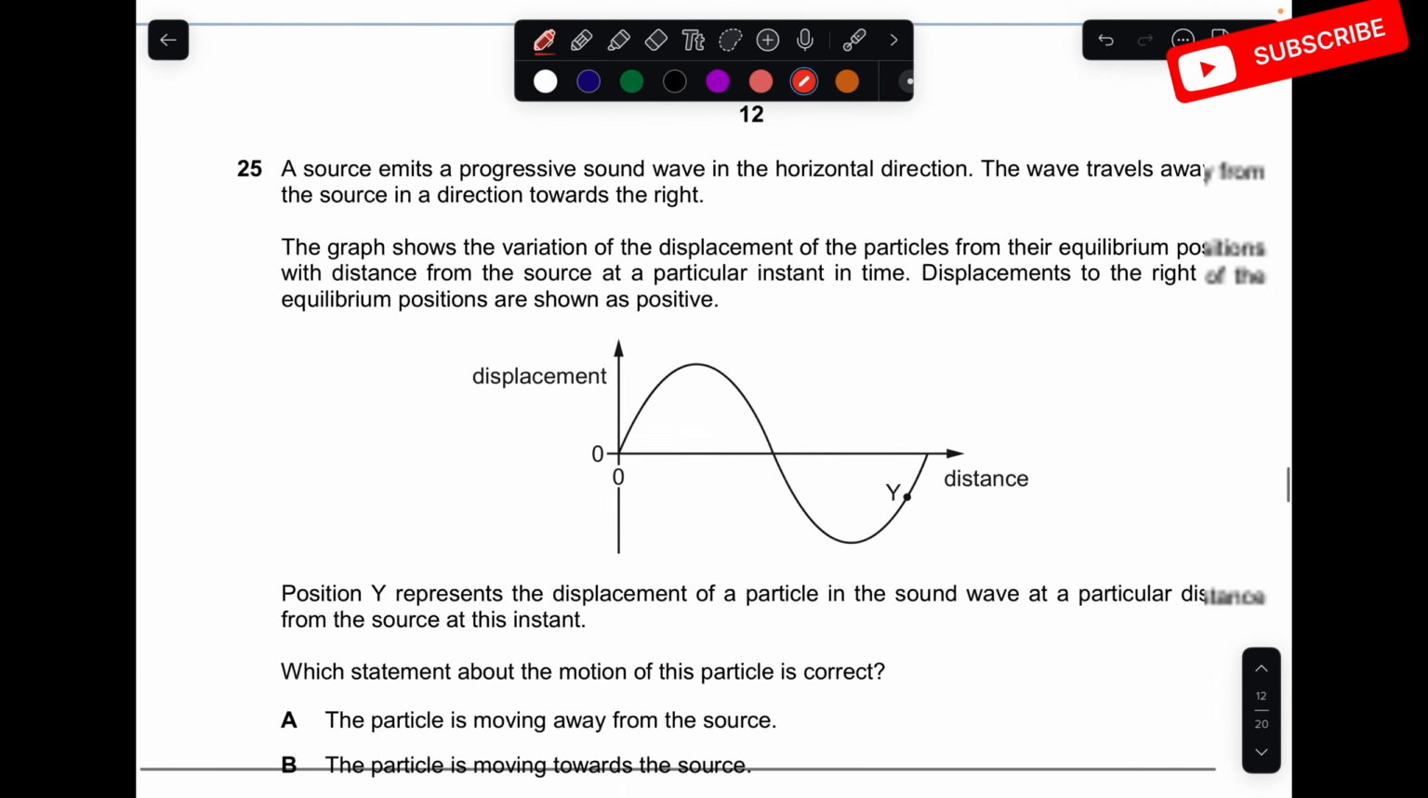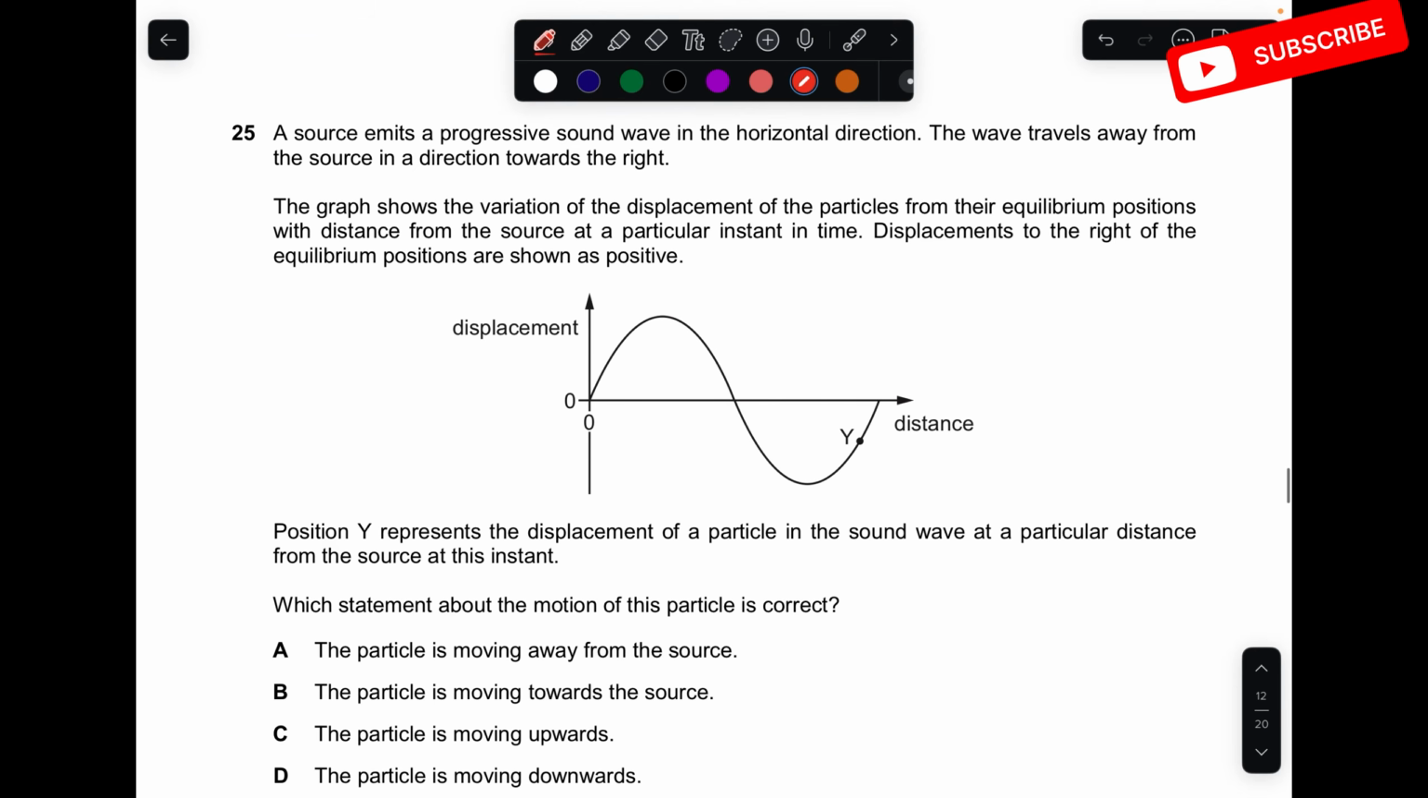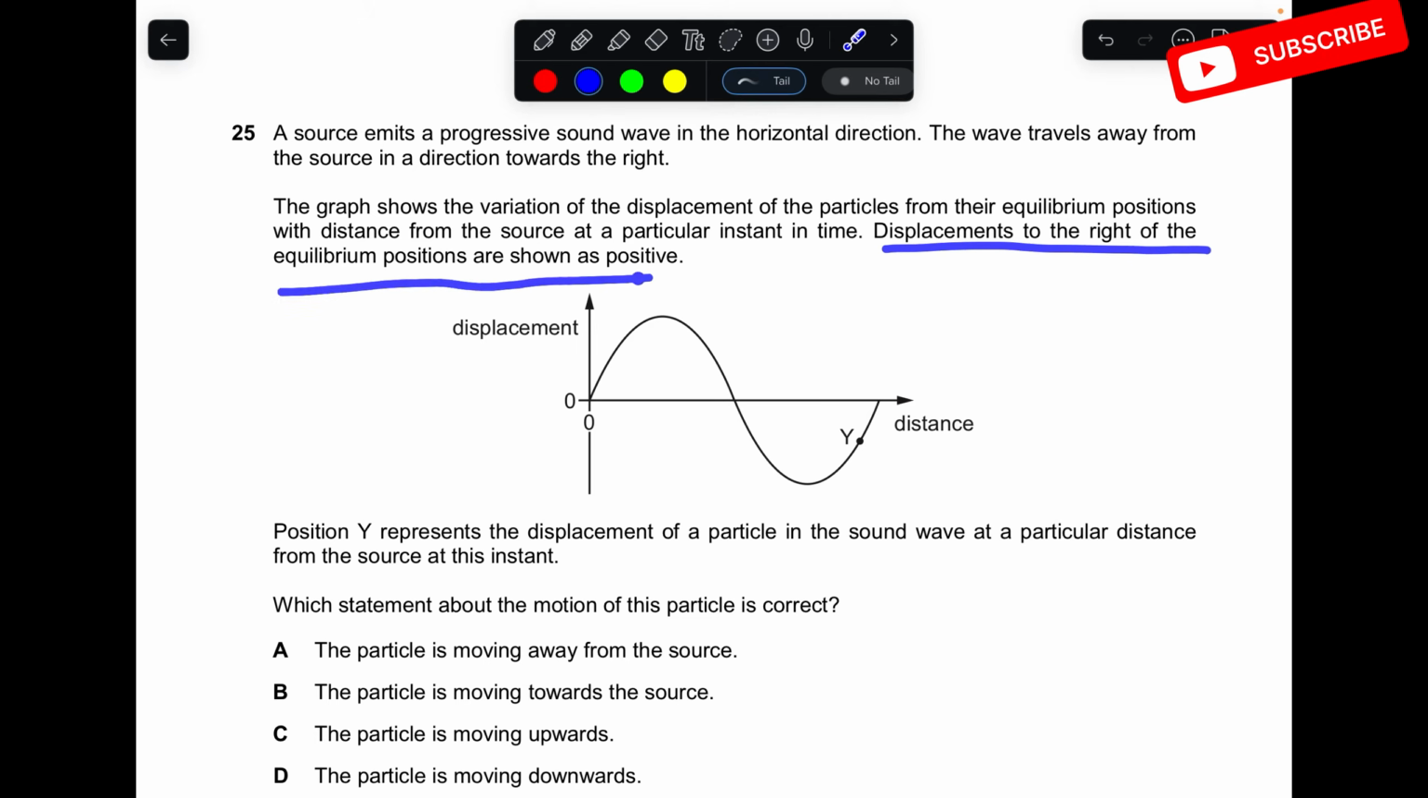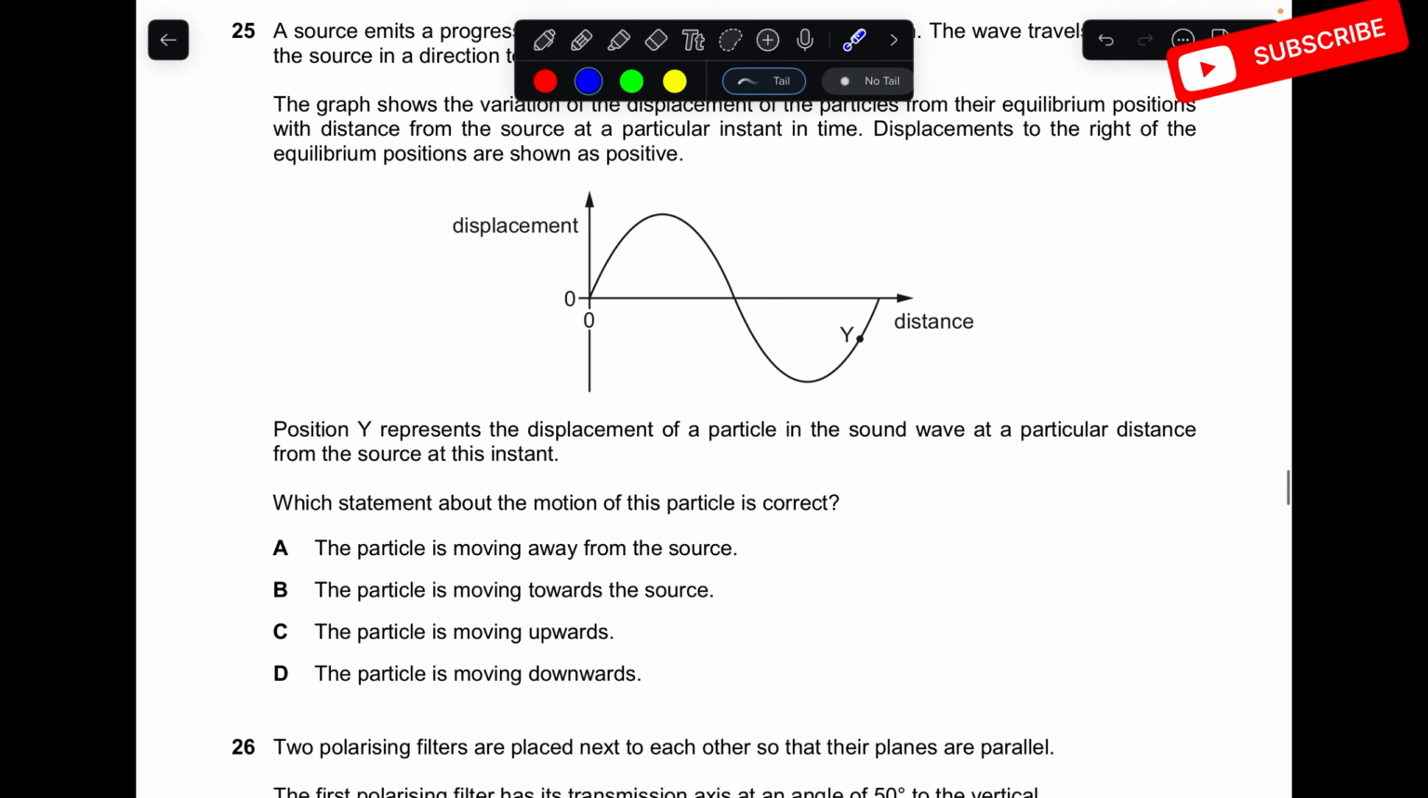In question 25, a source emits a progressive sound wave in the horizontal direction. The wave travels away from the source in a direction towards the right. The graph shows the variation of displacement of the particle from the equilibrium position with distance from the source at a particular instant in time. The displacements to the right of the equilibrium position are shown. This graph is basically not the displacement-time graph, it is the displacement-distance graph. So that you have to keep in mind.